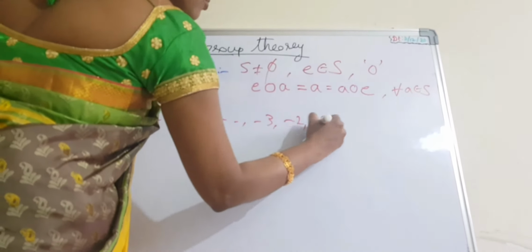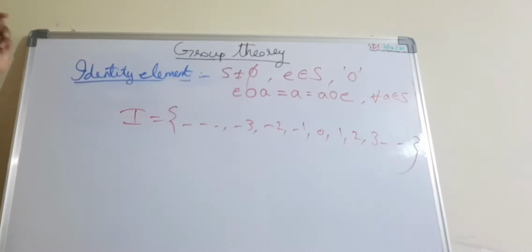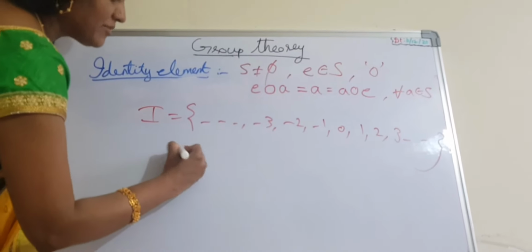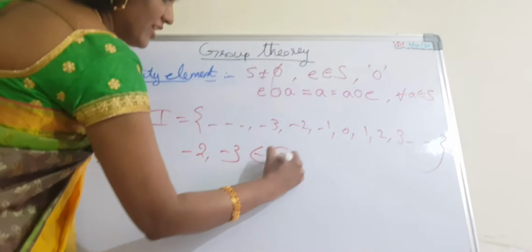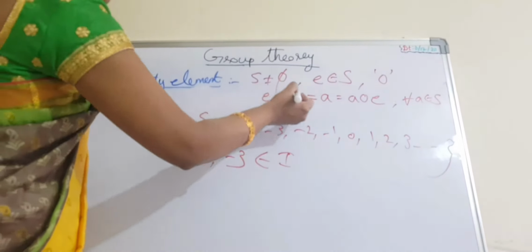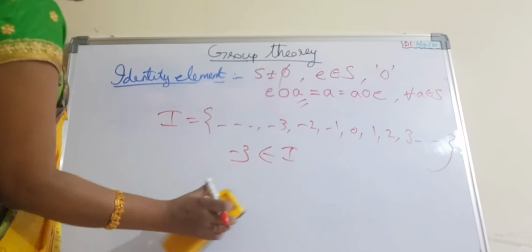-3, -2, -1, 0, 1, 2, 3, and so on. Now I am taking the integer set. Any element you can take. I am taking -2, -3 belongs to integers. Here we want only one element, so you can take only one element, -3.